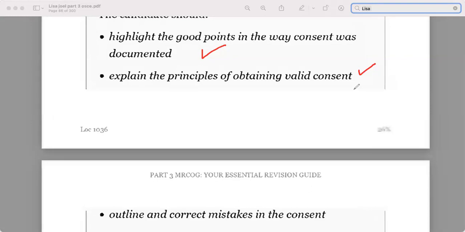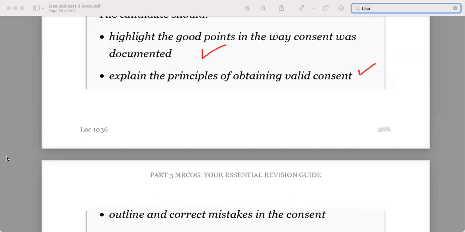So you have mentioned the principles of valid consent very well, but make it short, please. Our main task was to go through the consent form and correct the mistakes there. Yes, exactly. Well done.